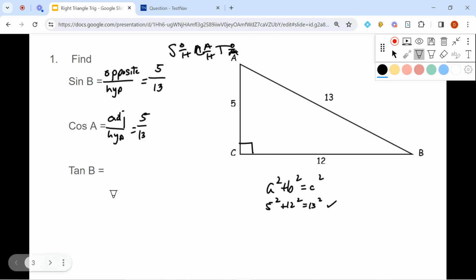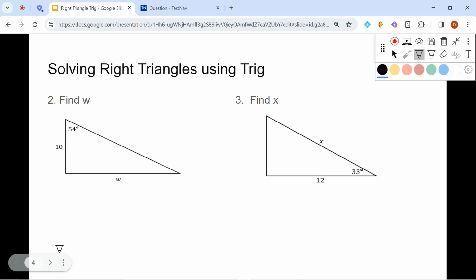And then the tangent of B. Tangent is the opposite side over the hypotenuse. Oh, I'm sorry. Opposite over adjacent. So the opposite side from angle B is 5. The adjacent side to B is 12. So 5 over 12 would be the tangent of B. That's the ratio that represents the tangent of B. It's a ratio, it's a fraction. Okay, that's how we use our definitions.